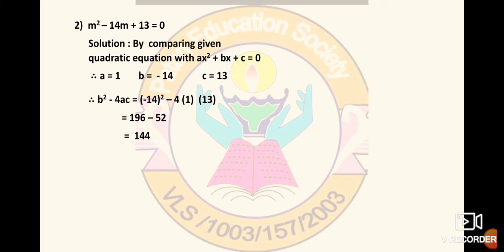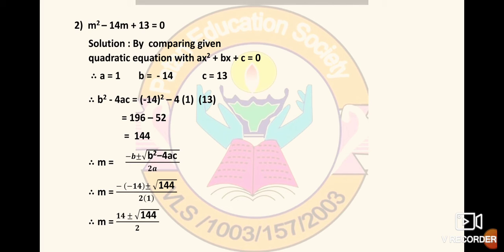Now you have to substitute that value in the standard formula of the formula method. That is, m is equal to minus b plus minus under square root b square minus 4ac upon twice of a. This is the standard formula of the formula method. Now you have to substitute the values. m is equal to, here the value of b is negative, so we have written it in a separate bracket. So minus, in bracket, minus 14 plus minus under square root 144, which is the value of b square minus 4ac, upon 2a. So 2 in bracket 1, which is the value of a.